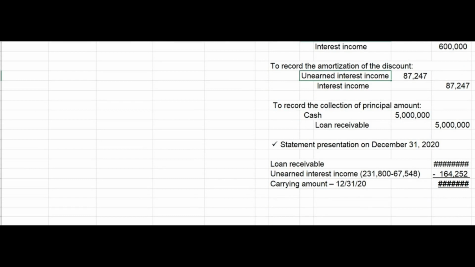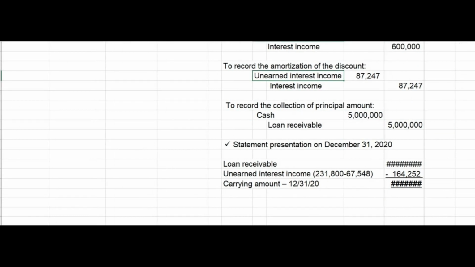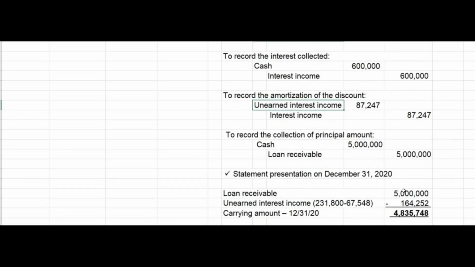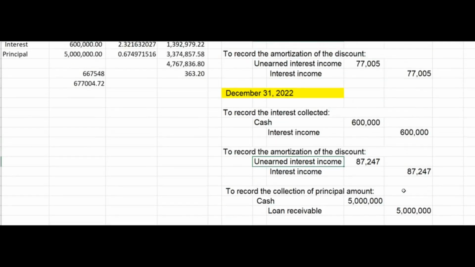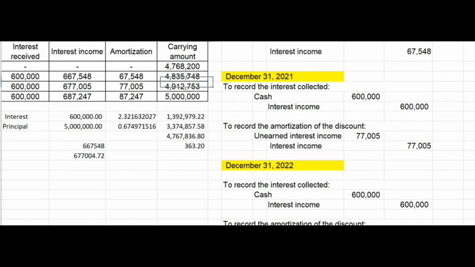So, presentation-wise, how do we present your loans receivable? For example, if that's December 31, 2020, your loans receivable, of course, is 5 million. Deduct lang natin yung ating unearned interest income, which is 231,800 minus the amortization of 67,548. So, that's 164,252. If you're going to deduct that from your 5 million, your carrying amount is 4,835,748. Okay? That's the same amount that we have in our amortization table.